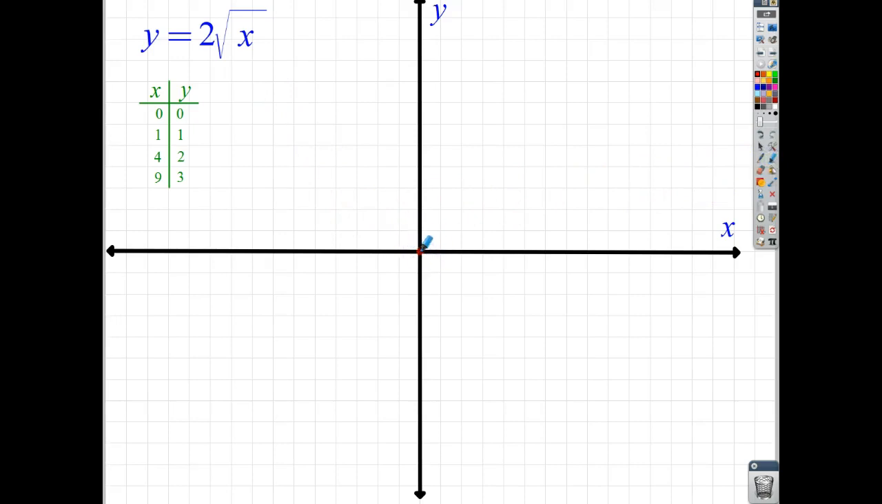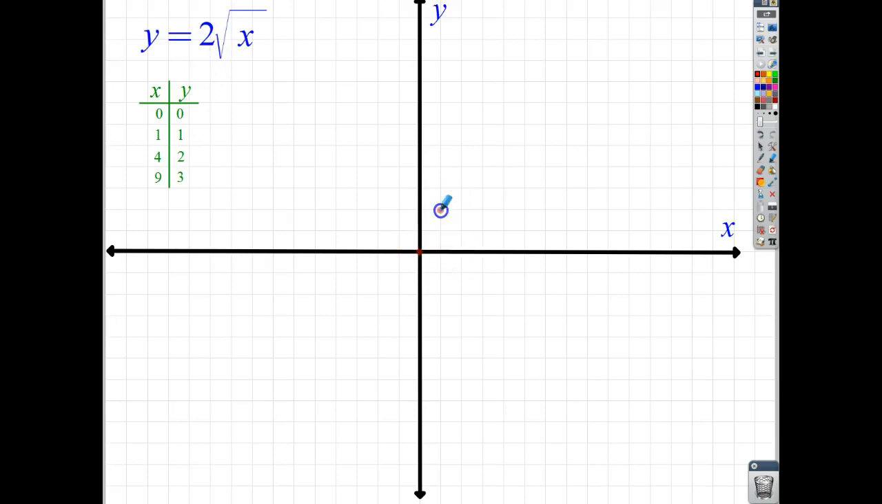My domain and range is the same. I'm multiplying it after this, okay? So domain is still going to be x is greater than 0. Range is still y is greater than 0, okay? (0, 0). Now, normally what we do is if x is 1, we take the square root of that. x is 1, y is 1. Now we multiply by 2, okay?